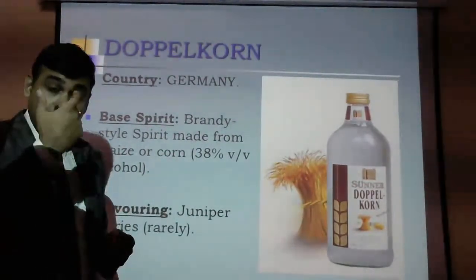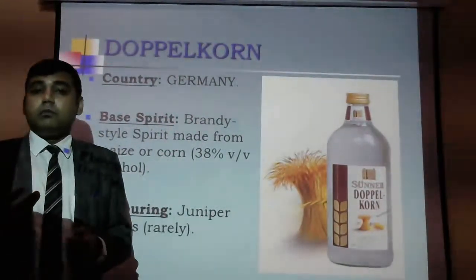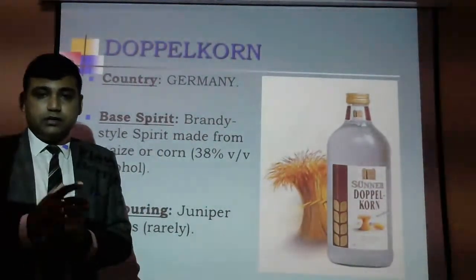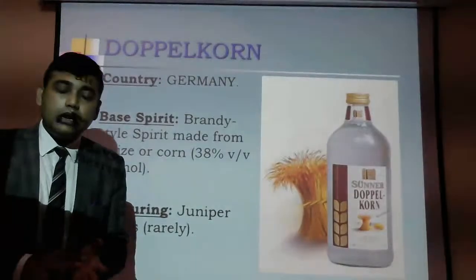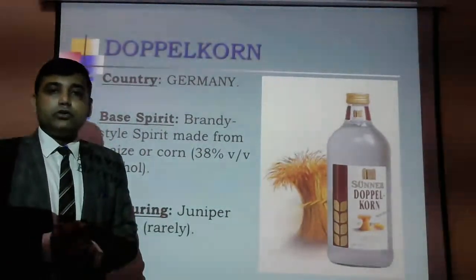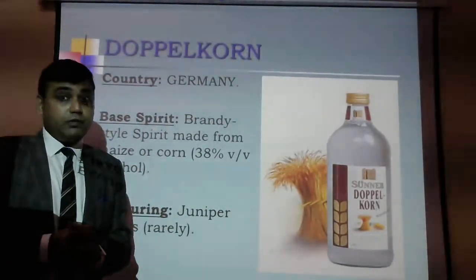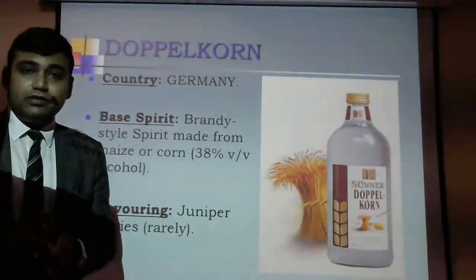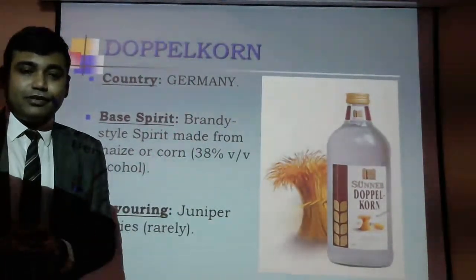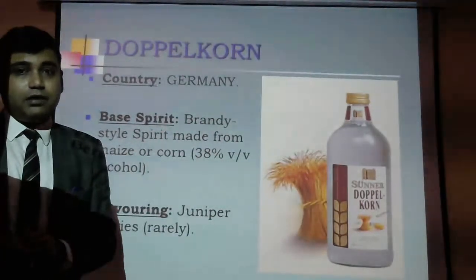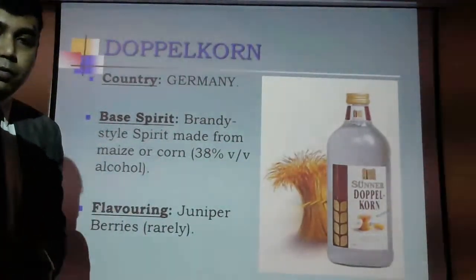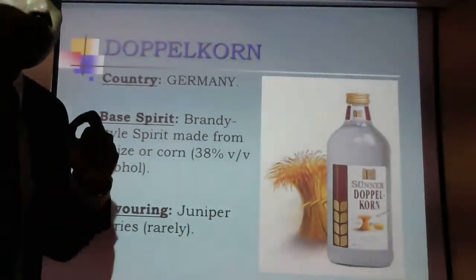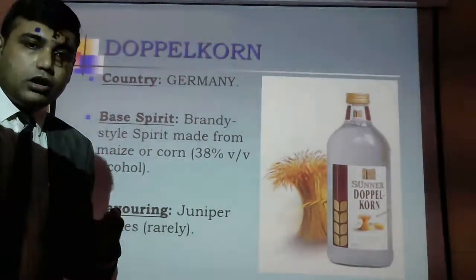So grains like wheat, rye, corn. So these are the grains which we use to make this particular type of local beverage which is produced in Germany. Though Germans are famous for producing good cars, Mercedes, the beverages are not that famous, but they are locally popular among the people in Germany. Okay, so this is what we know about doppelkorn.